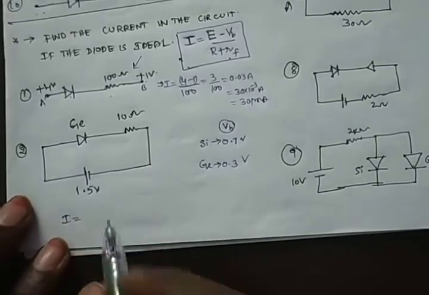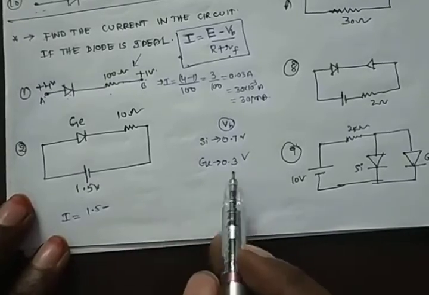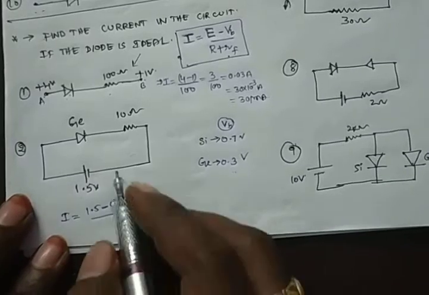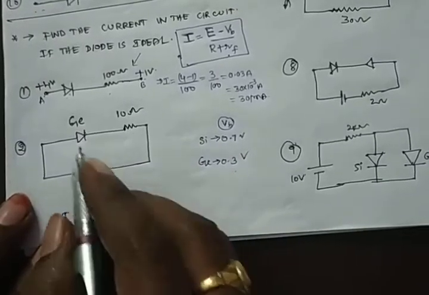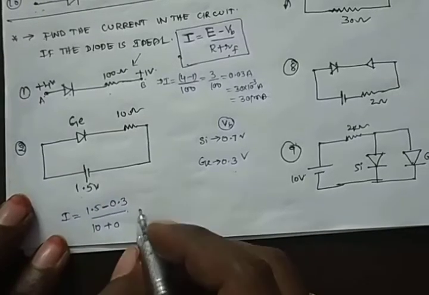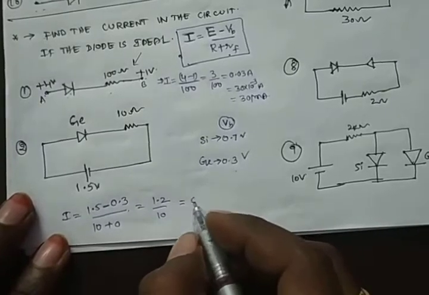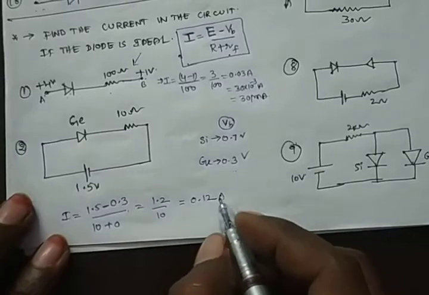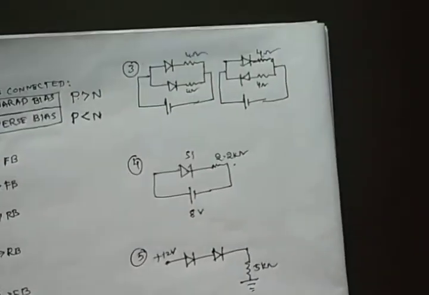I equal to 1.5 minus germanium 0.3 by R 10 ohms plus RF is not given, 0. Then you can write 1.2 by 10. So you can write like this, 0.12 amperes. Okay. Next, third one.